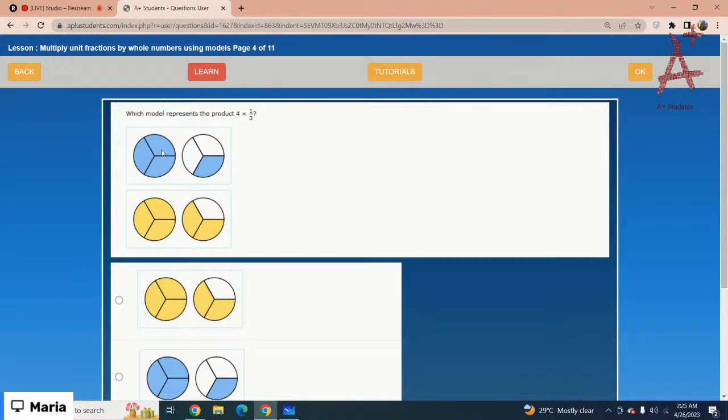So here you can see 1, 2, 3, and 4. So 4 of them are colored. So the second option is the correct one. In this one, you can see 5 of them are colored: 1, 2, 3, 4, 5. So option number 1 is the correct one because it shows 4 out of 3. That would be the blue one. You have 1, 2, 3, 4 portions colored. It would be 4 out of 3.